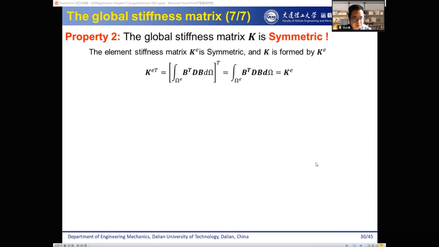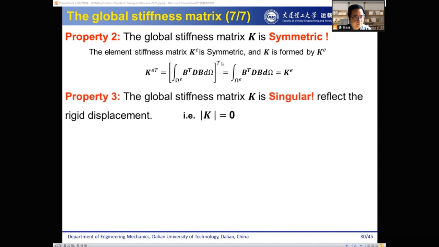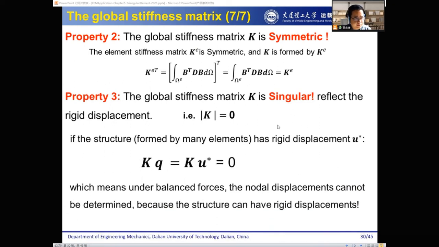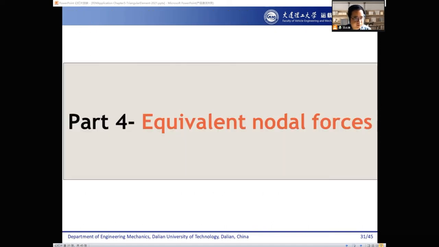Then it's the second property of the global stiffness matrix. It's a symmetric matrix. So this is from the mathematical point of view. And it's a singular matrix. It's a singular matrix because of the rigid displacement. So we know if the system, a deformed body, is doing the rigid displacement, then the determinant is equal to 0, then we cannot do the inverse. So which means we need to introduce the boundary condition to solve the equations. Okay, so let's see this.